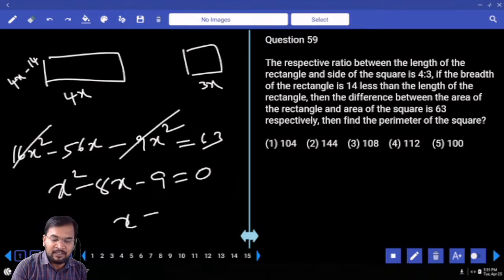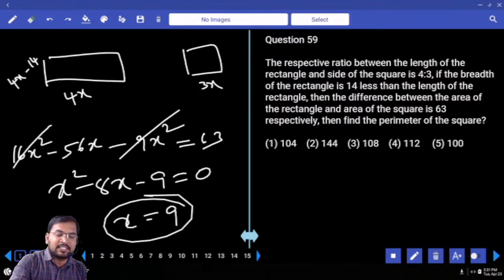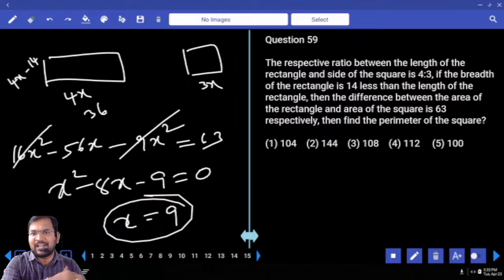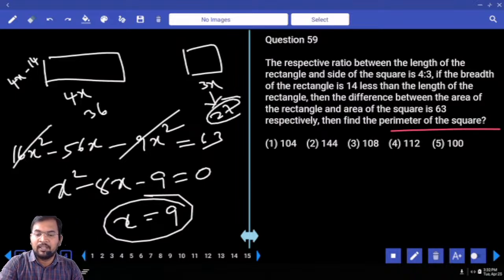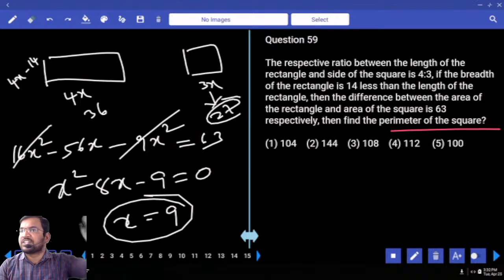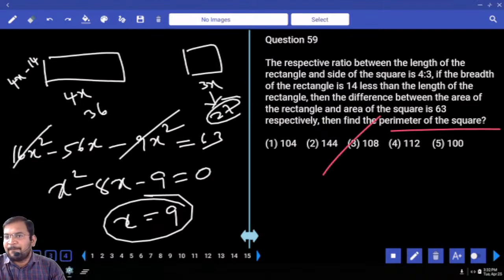Then we consider x is equal to 9, the length is 36. We don't bother about the rectangle, we need the square. Then this is 27. If one side is 27, the perimeter has 4 sides, 4 into 27 is 108, not 118. 27 2s are 54, 54 2s are 108. Are you clear? Shall I go for the next question?